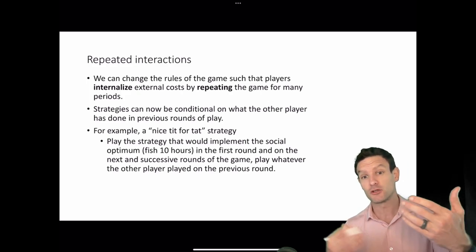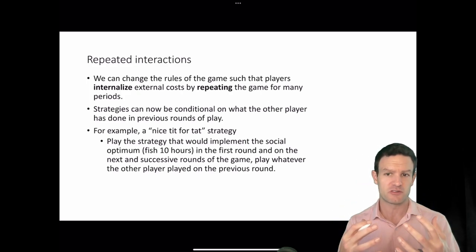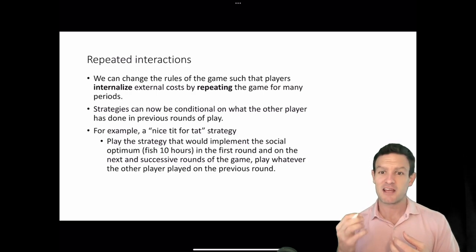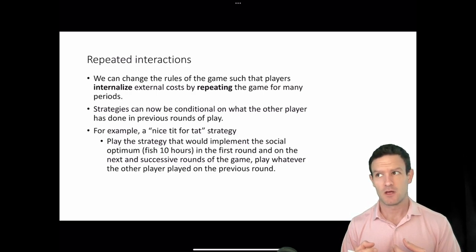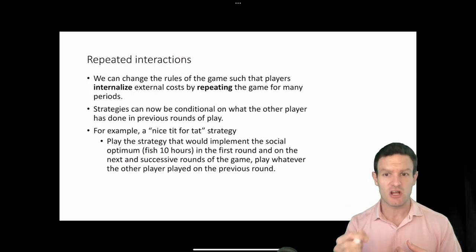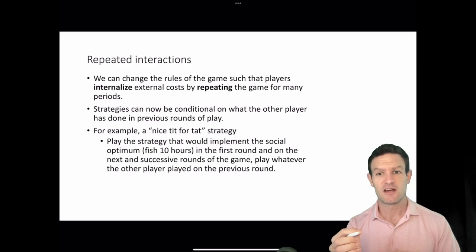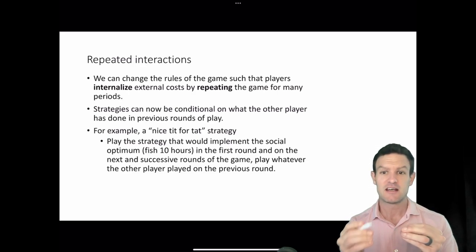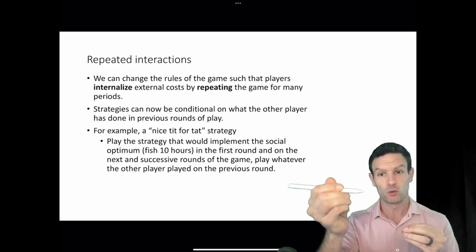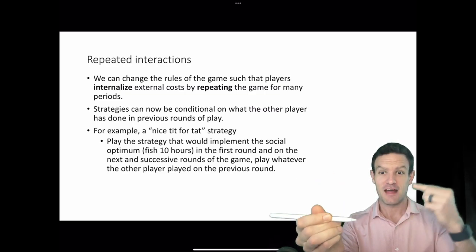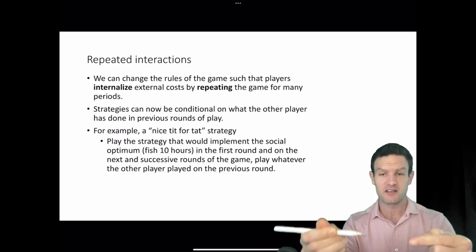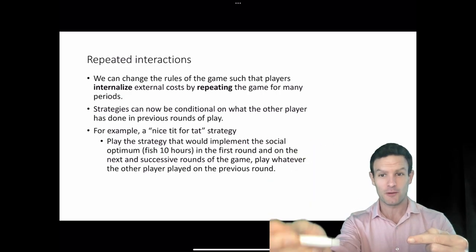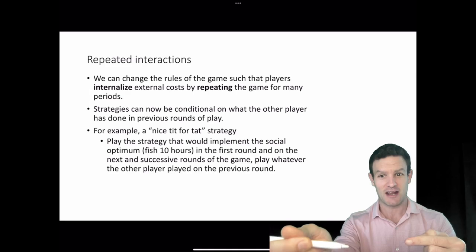So imagine that Abdul and Bridget are playing this game for the first time. Abdul is playing a nice tit-for-tat strategy. What do we think? We think that he is going to start off by fishing 10 hours. Then if Bridget in that same round plays fish 10 hours, in the next round Abdul will play fish 10 hours. If in that next round Bridget also plays fish 10 hours, then in the following round, Abdul will play fish 10 hours.